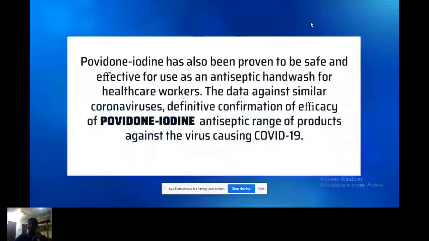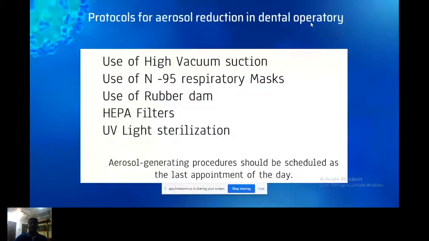I told you the povidone iodine has also been proven to be very safe, which we have already discussed, and effective for use as an antiseptic hand wash for healthcare workers. The data against similar coronaviruses is there, but definitive confirmation of the efficacy of the povidone iodine antiseptic protocol against the COVID virus is not yet 100% proven. But there are publications coming out where povidone iodine is recommended to reduce the viral load for dental healthcare personnel, as well as to reduce the viral load in the oral cavity also.